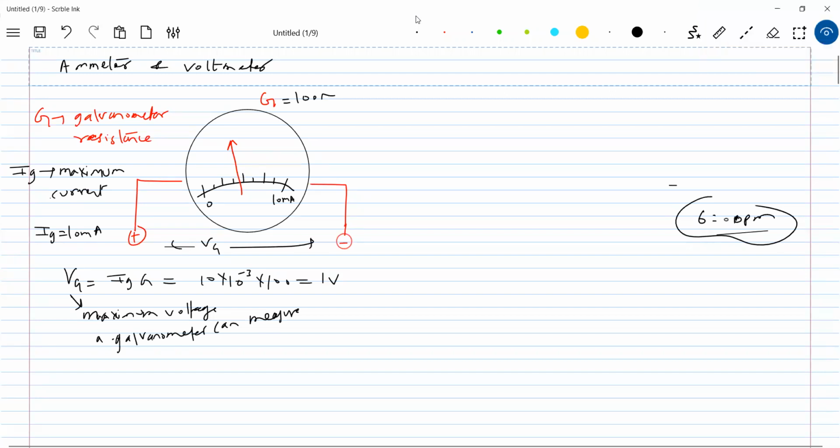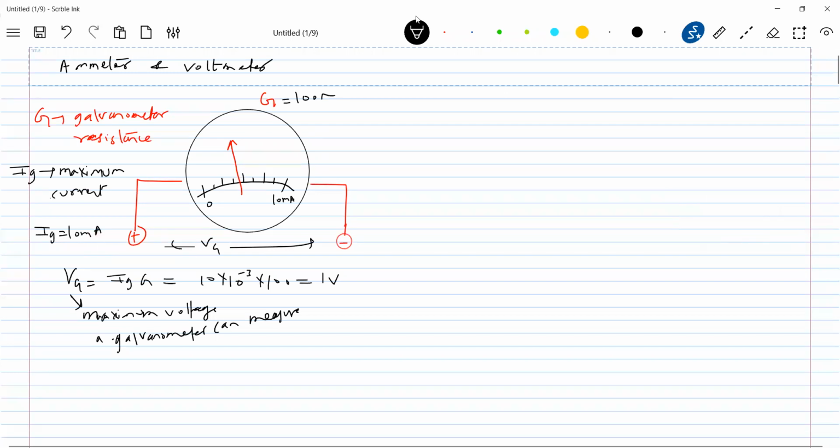So if I want to use this galvanometer to measure higher currents, or higher voltages, I can't. What is the limitation? I can measure any current from 0 to 10 milliampere. The maximum voltage I can measure is 1 volt. Now, how can I use the same galvanometer to measure higher currents, or higher voltages, is what the topic will be.